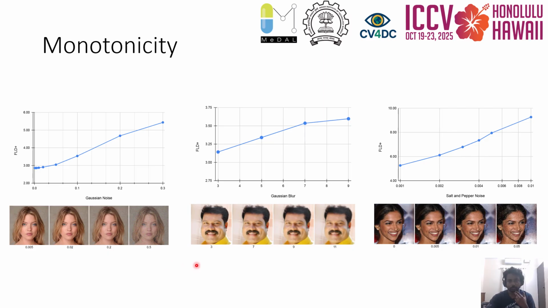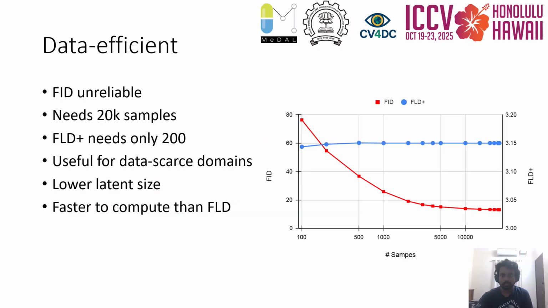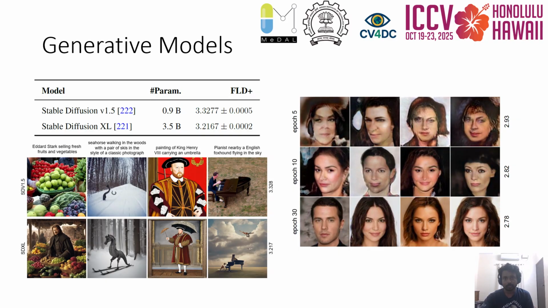The figures show that FLD plus is a good metric in terms of monotonicity to various kinds of image degradation. Compared to FID, which needs around 20,000 images for settling to a stable value, FLD plus just needs around 200 samples, which is useful for data-scarce domains, and it is much faster to compute than FID. We have shown in our experiments that it works well with large models like Stable Diffusion and StyleGAN2.